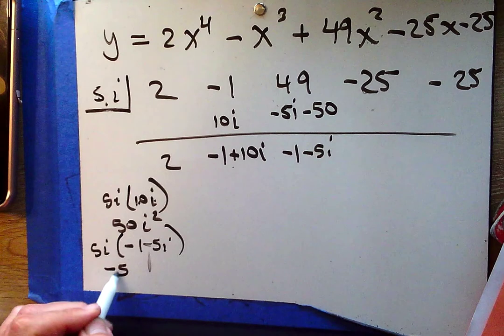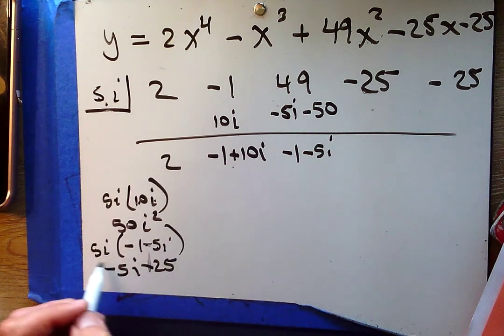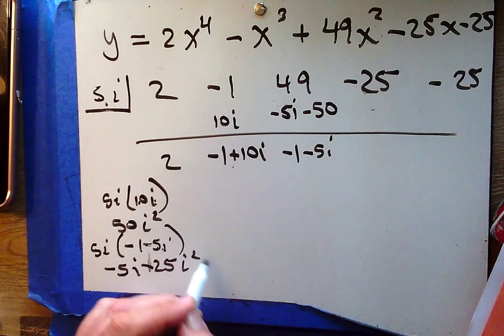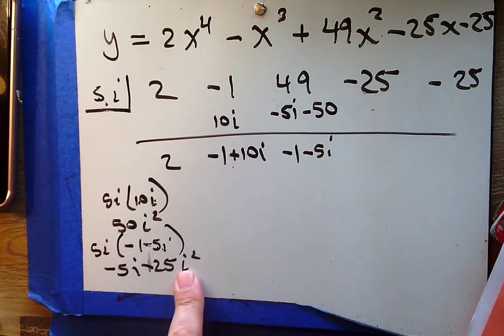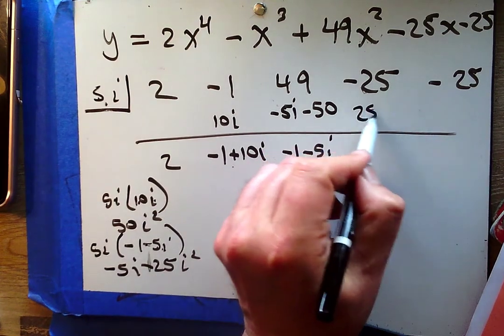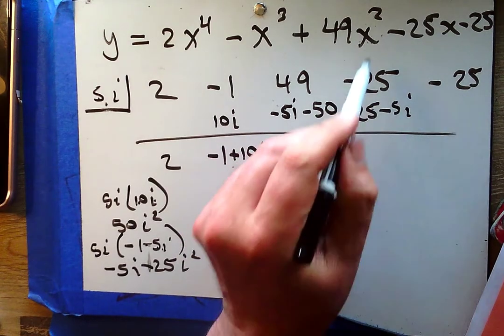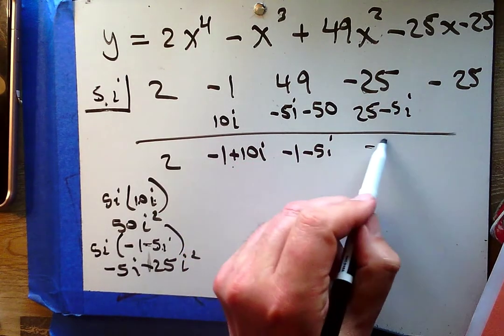And so I'm going to have negative 5i. 5 times negative 5 is negative 25. I times I is i squared. But since i squared is negative 1, negative times negative is positive. So I'm going to have positive 25 minus 5i. Hey, look, I can add these together. And so I just get negative 5i.